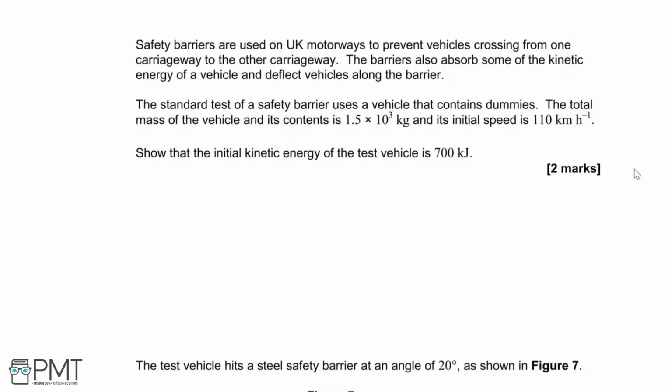Safety barriers are used on UK motorways to prevent vehicles crossing from one carriageway to the other carriageway. The barriers also absorb some of the kinetic energy of a vehicle and deflect vehicles along the barrier. The standard test of a safety barrier uses a vehicle that contains dummies. The total mass of the vehicle and its contents is 1.5 times 10 to the 3 kilograms, and its initial speed is 110 kilometers per hour. Show that the initial kinetic energy of the test vehicle is 700 kilojoules.